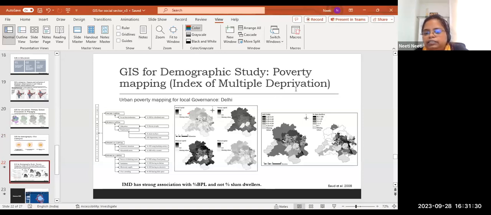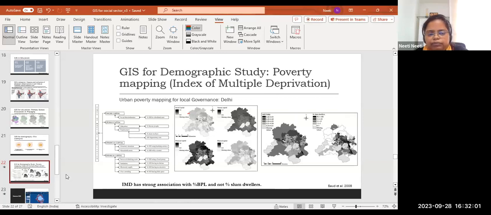of multiple deprivation. What they found was, generally one would expect that, so this is the map of IMD, index of multiple deprivation, and a darker color shows there is more deprivation, whereas lighter color shows there is less deprivation. And they tried to link it with the percentage of slum households. And what they found was there was not much association. The more association they found was with percentage of households below poverty line.